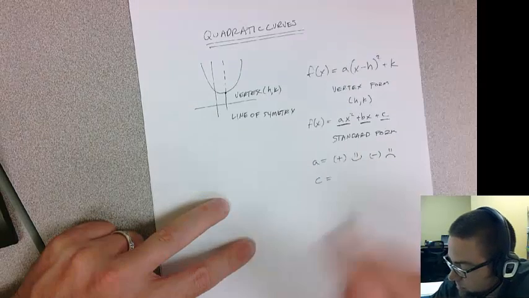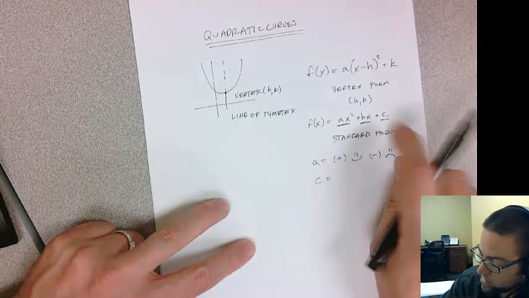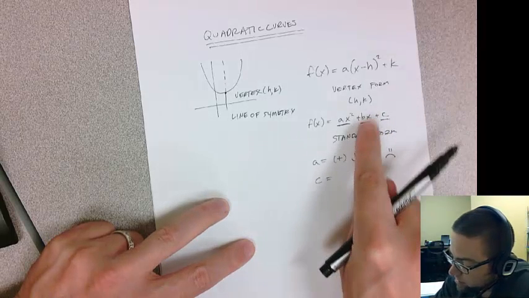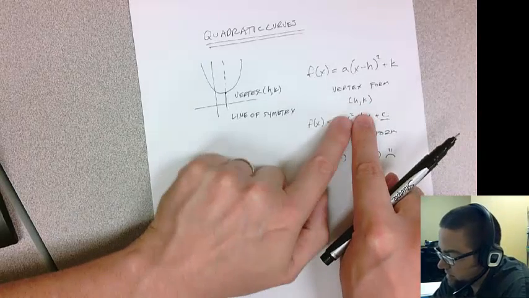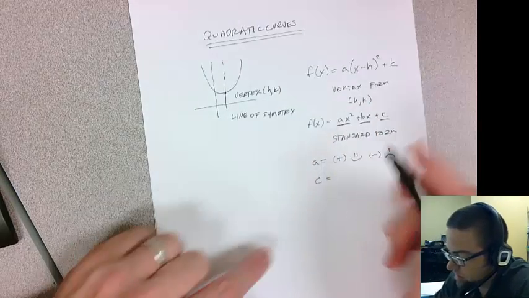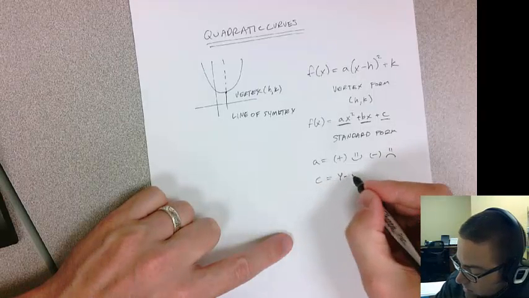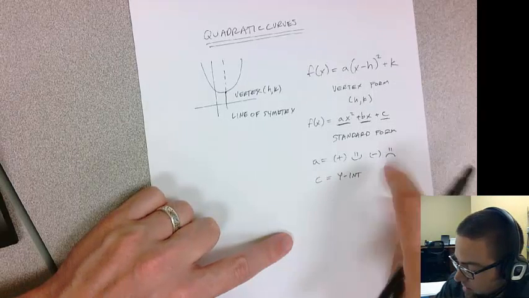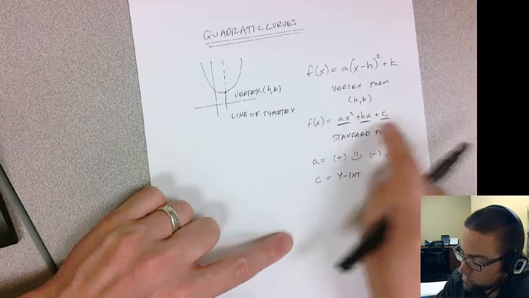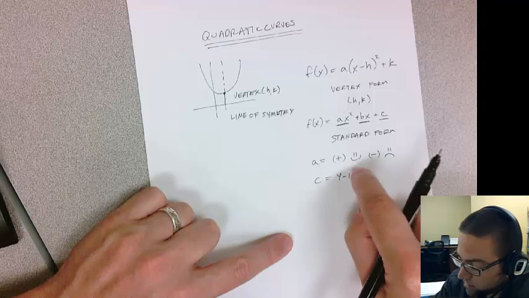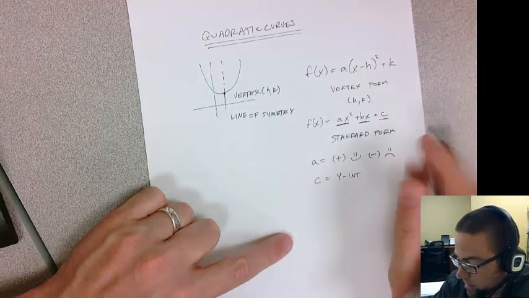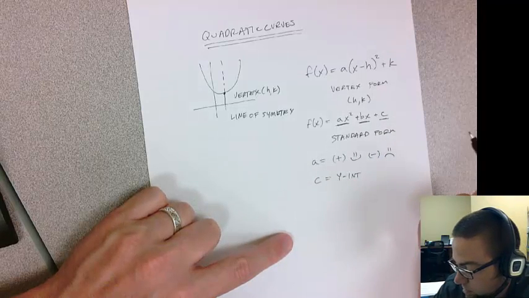C tells you what the y-intercept is, because if x is equal to 0, right? 0 times anything is 0, so it goes away and you get f of x equals c. So c is your y-intercept. And if you just look at these two values, usually on a multiple choice test or something like that, you can immediately identify which curve is correct if you just knew those two things.